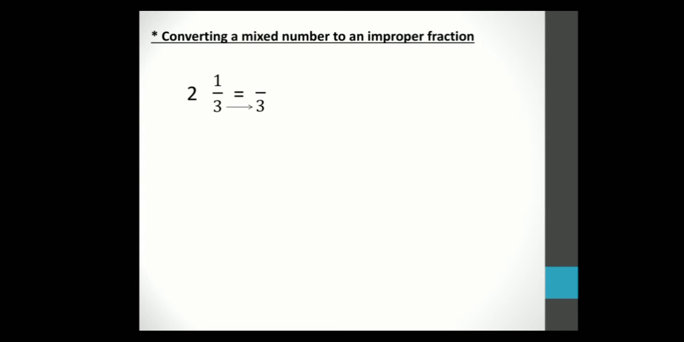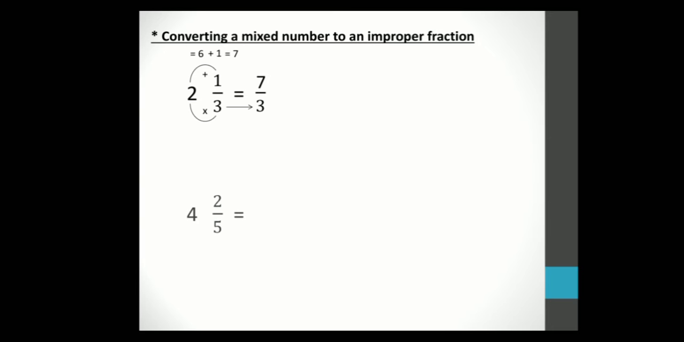So I make 3 multiplying by 2. The result will be 6. And take the result plus 1. So 6 plus 1 will be 7. Now, I put 7 as a numerator. So the fraction will be 7 over 3.